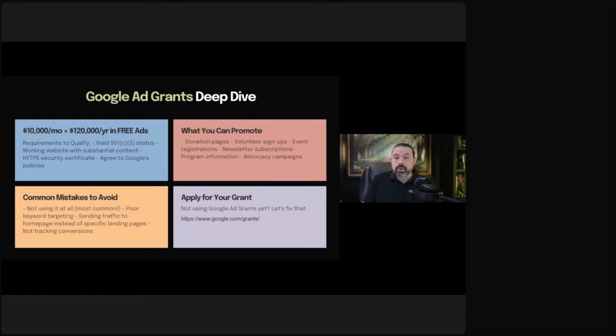All right. So if you're not using Google Grants yet, let's fix it. Go to google.com/grants, go apply. Okay. Doesn't cost you anything, guys. You don't need a pro to do this for you. Go to googlegrants.com and apply for the grant.